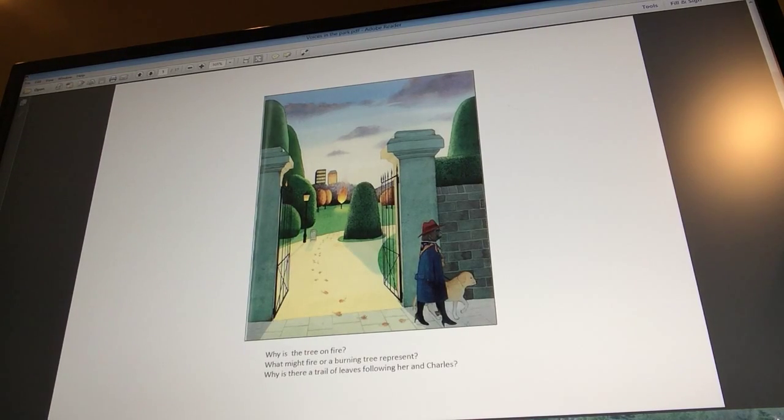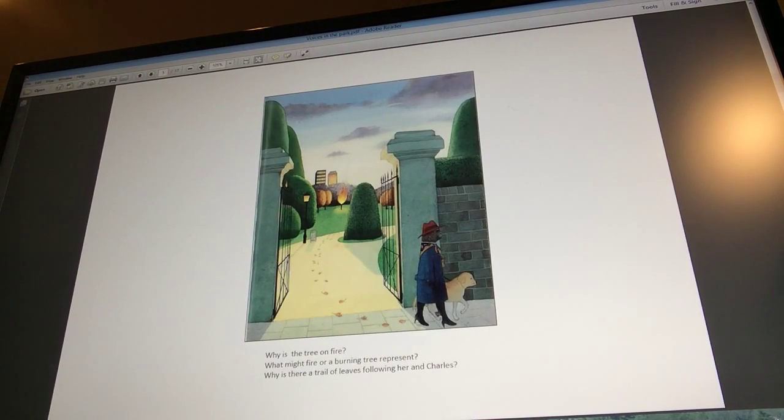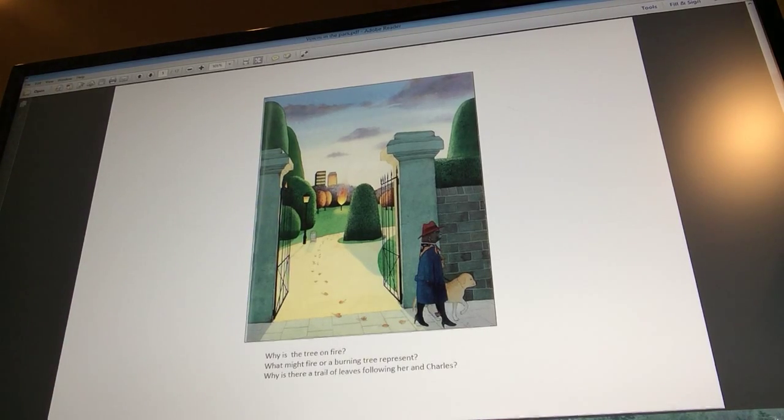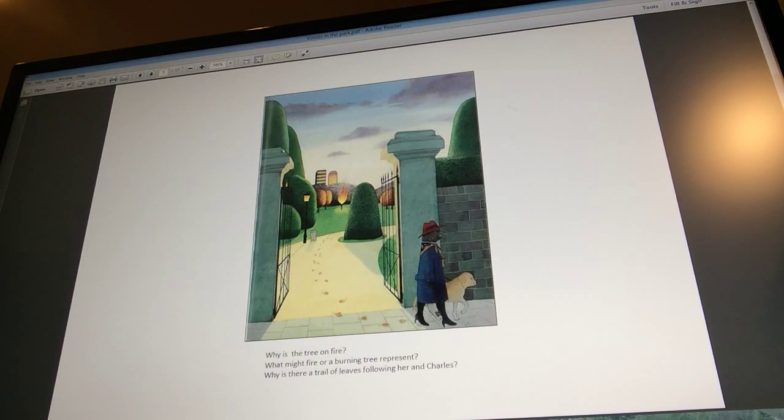In this last image for her voice, the question always comes up if I do this with a class, why is that tree on fire? Answer, I don't know. Have no idea. There's lots of theories, and I'm not going to posit any of them because I'm interested to hear what you would say. You might notice also that one of the spikes on the gate is also on fire.